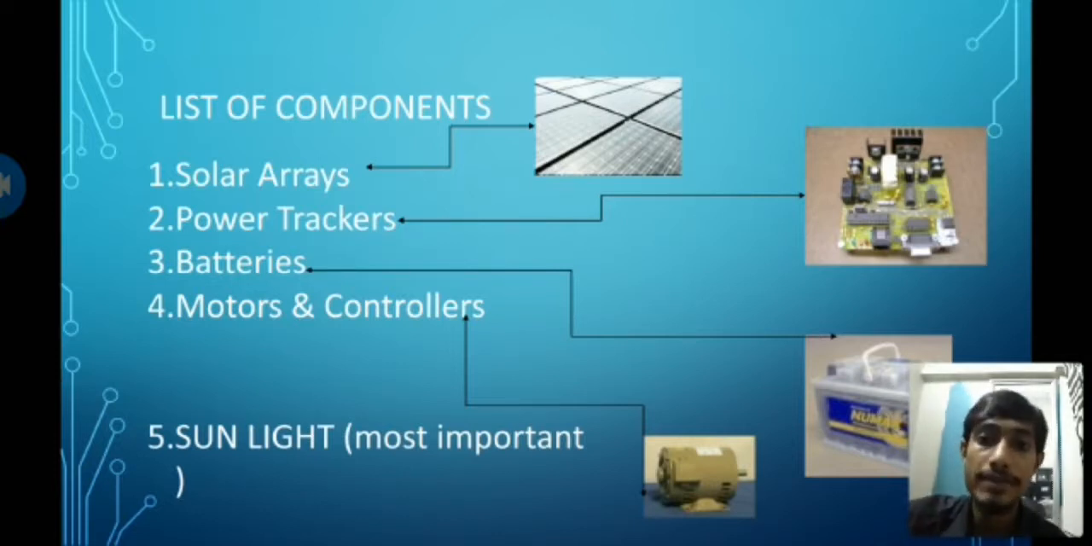Motor controllers will be used to rotate our vehicle's wheels. And also number 5 is sunlight, which is most importantly needed for our project.